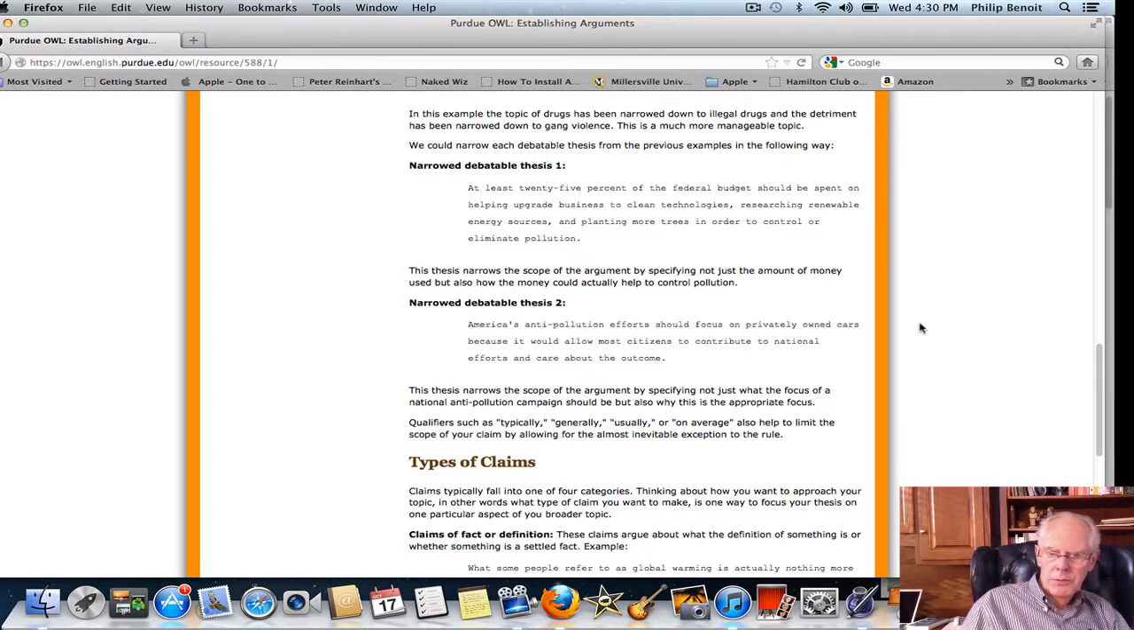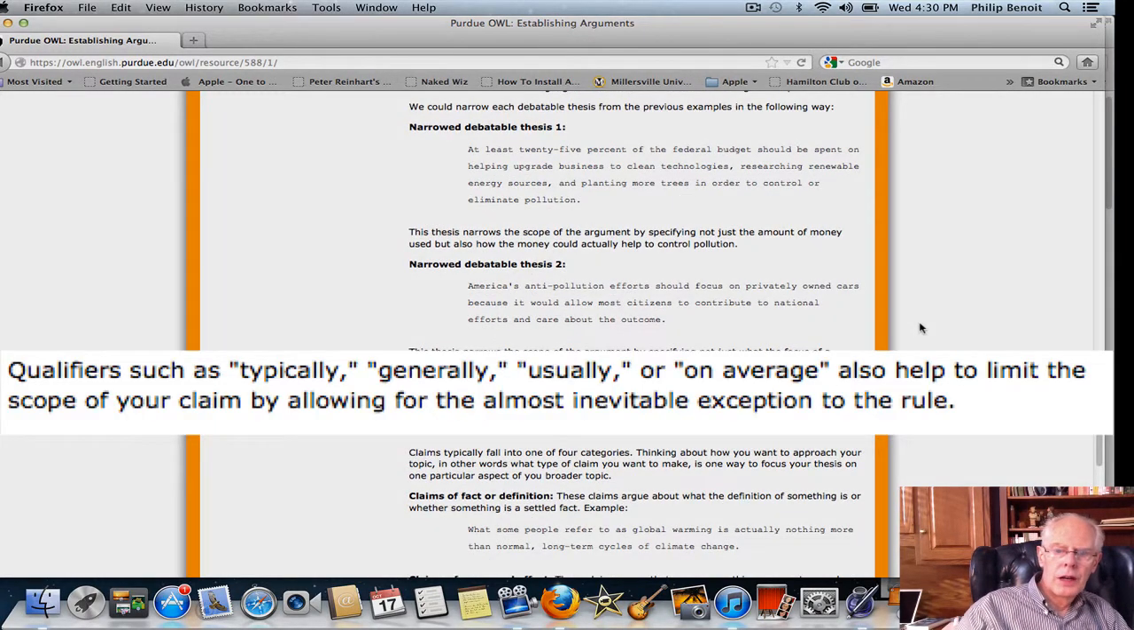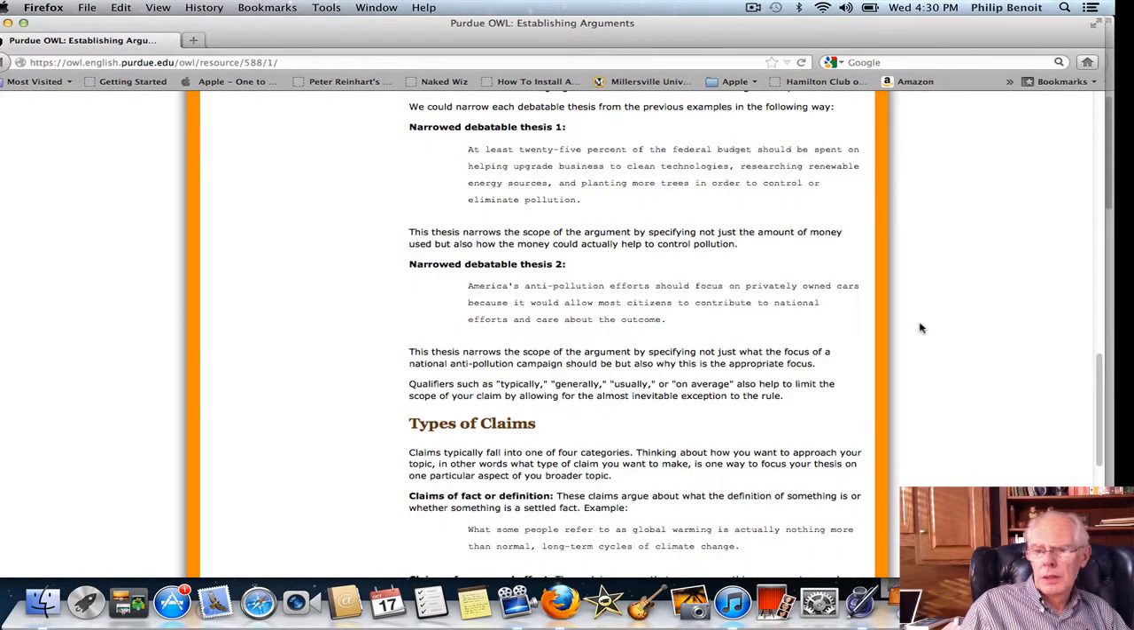And there's some thoughts by the authors of this worksheet as to how this particularly works. Qualifiers, it says, such as typically, generally, usually, or on average, also help to limit the scope of your claim by allowing for the almost inevitable exception to the rule. So there's going to be exceptions to the rule. But this is a narrow thesis, should focus on privately owned cars because it would allow most citizens, as a qualifying statement, to contribute, etc.